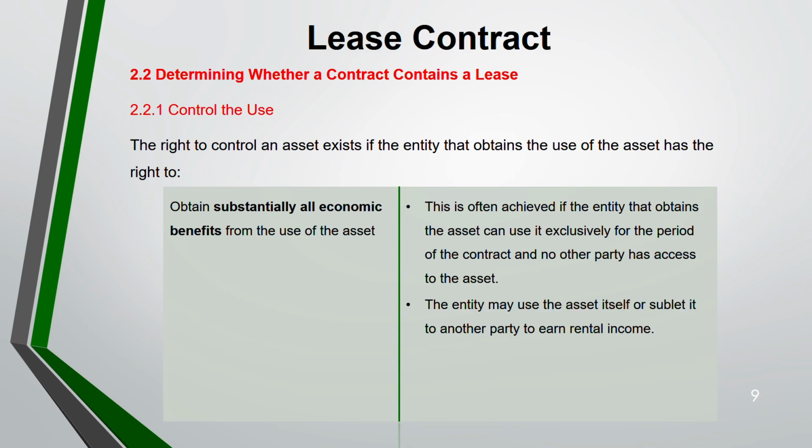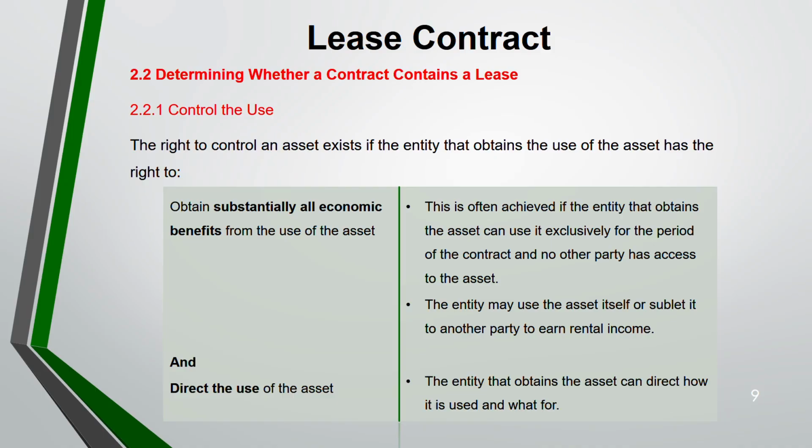Next, the entity can use it itself or they can sublet it to another party, from which they are going to earn rental income. Remember, they can have a say and direct the use of the asset. What does it mean? The entity that obtains the asset can direct how it will be used and what it will be used for. They will have a say.